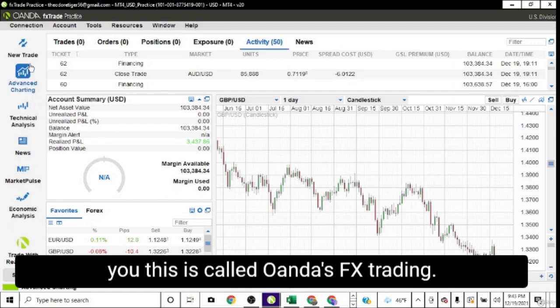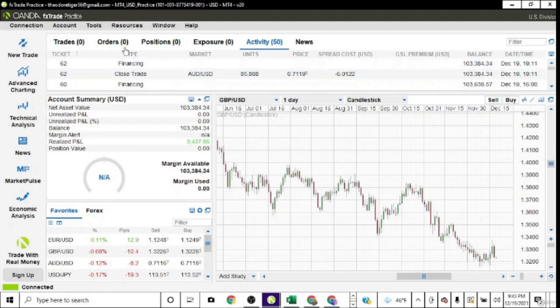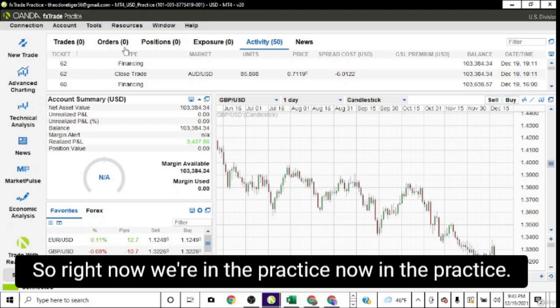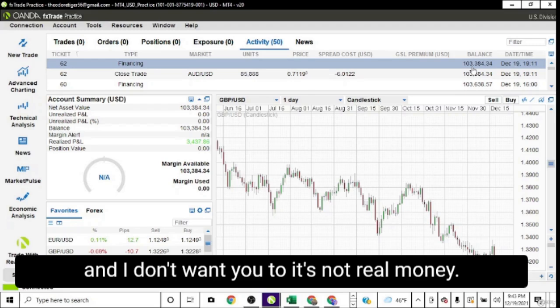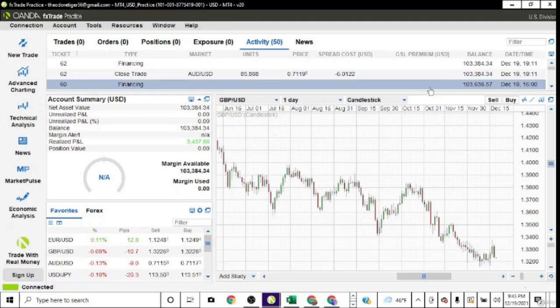This is called Oanda's FX trading. This is also what is called a practice platform. And then they have what is called a live account as well. So right now we're in the practice. Now in the practice, you see I have a balance right here of $100,000, and it's not real money. This is what they call a simulator platform.